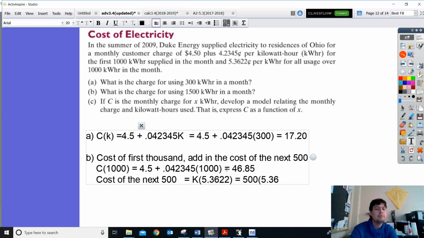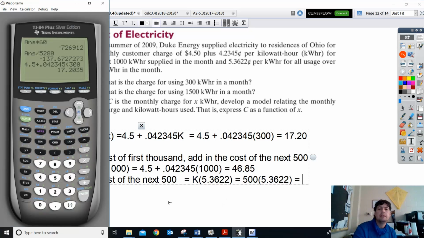I'm not trying to confuse you. I'm trying to lay this out so that you see the piecewise function when we're done. Because that's part C. Write the piecewise function. I don't know what that is off the top of my head.